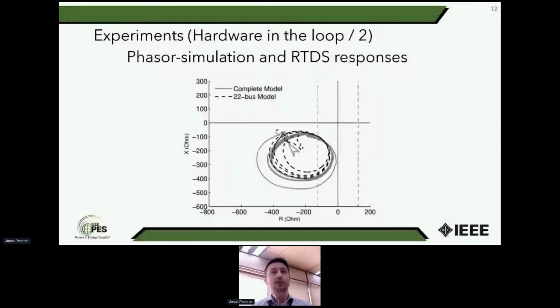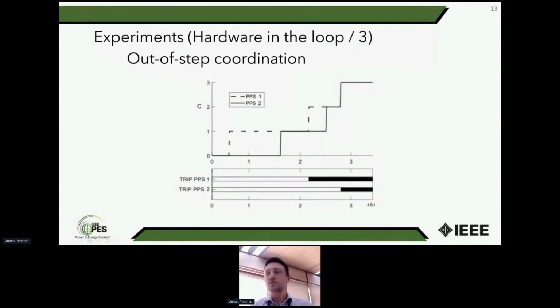So we are very pleased to see that, as presented on this slide, the light gray line is the response for the complete model, and the dashed black line is the response for the equivalent model. And also, I am presenting something about the coordination of the functions.